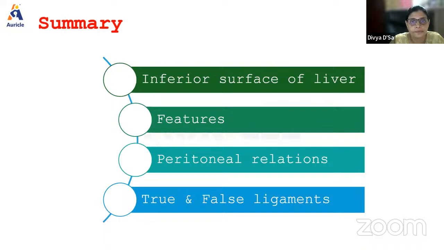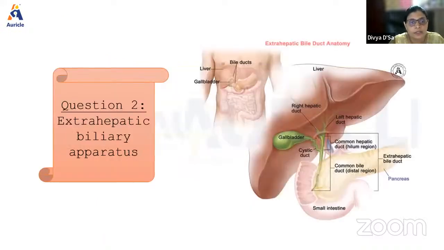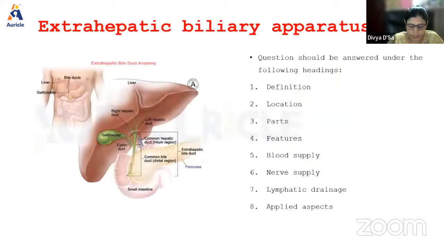So next is the extrahepatic biliary apparatus. What do we mean by extrahepatic biliary apparatus? The biliary apparatus includes the passages through which the hepatic bile, as well as the gallbladder bile, is conveyed to the second part of the duodenum. From the liver we have hepatic bile, and from the gallbladder we have gallbladder bile. Whatever passages are there for the flow of this bile, we call the biliary apparatus.